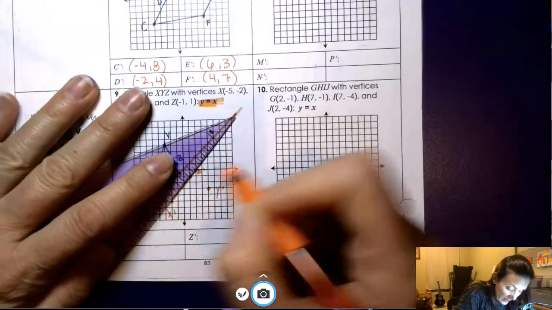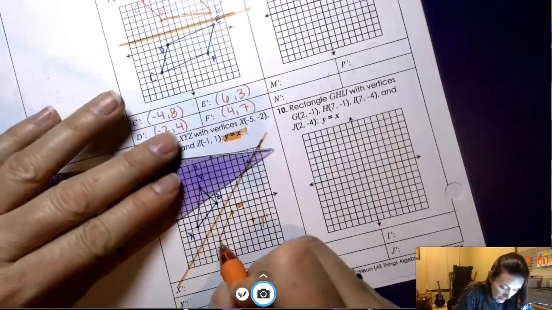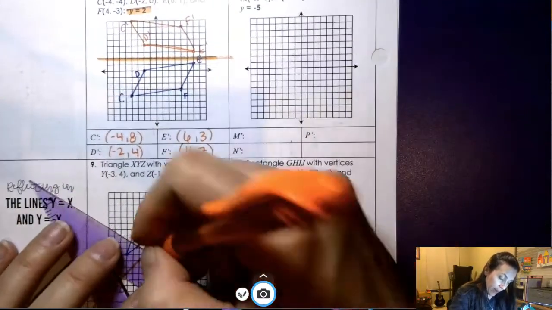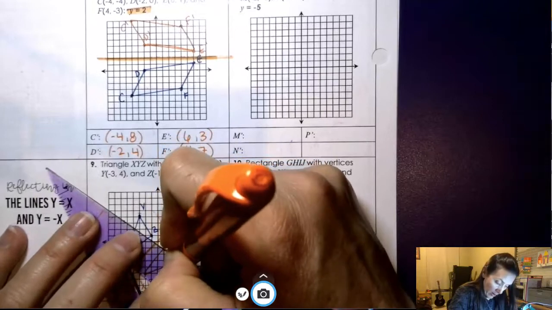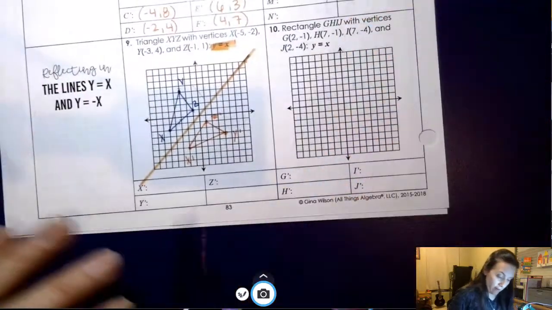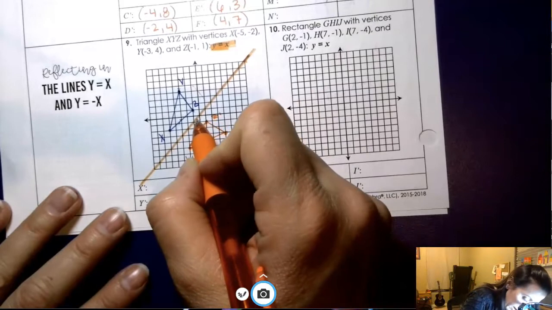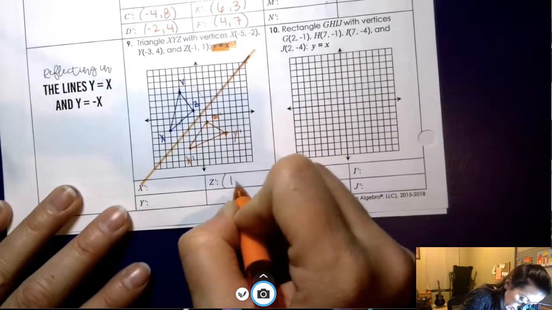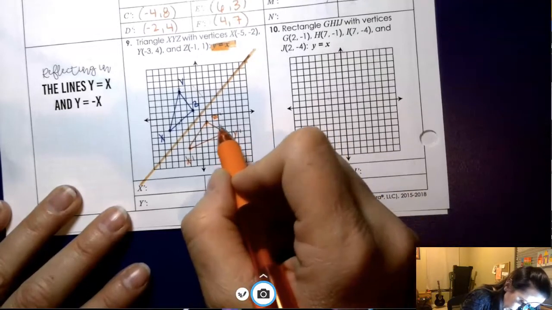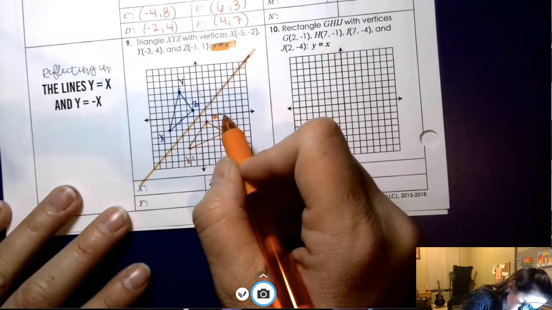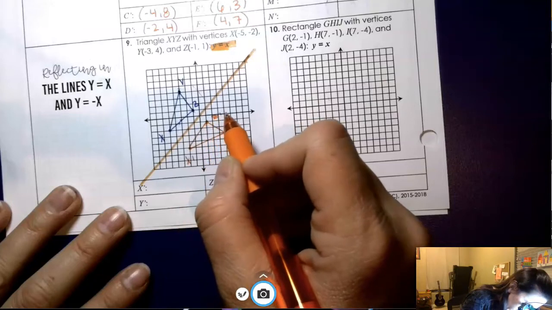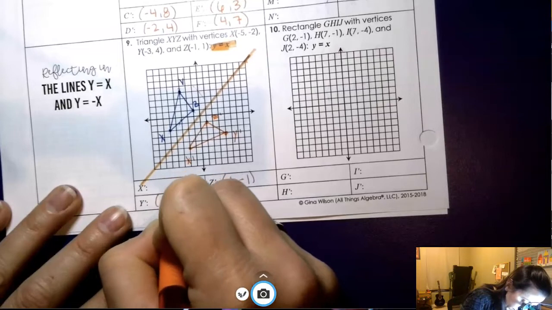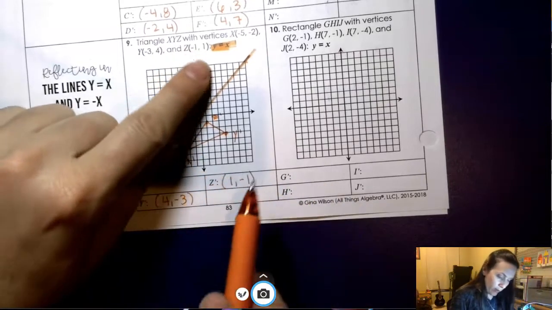Now, one thing that's really nice about this is the numbers that you get. Go ahead and write down what x and y, x prime, y prime, and z prime are, and see if you recognize anything. So z here is at 1, negative 1. Y is at 1, 2, 3, 1, 2, 3, 4, down 1, 2, 3. So y is at positive 4, negative 3. What are you noticing?